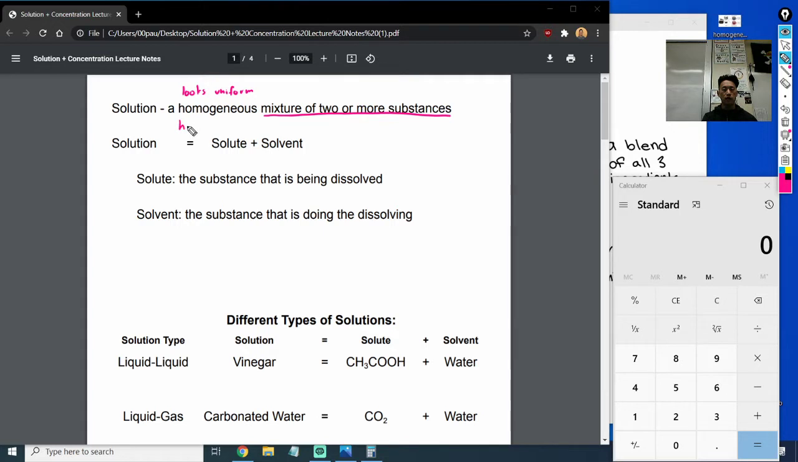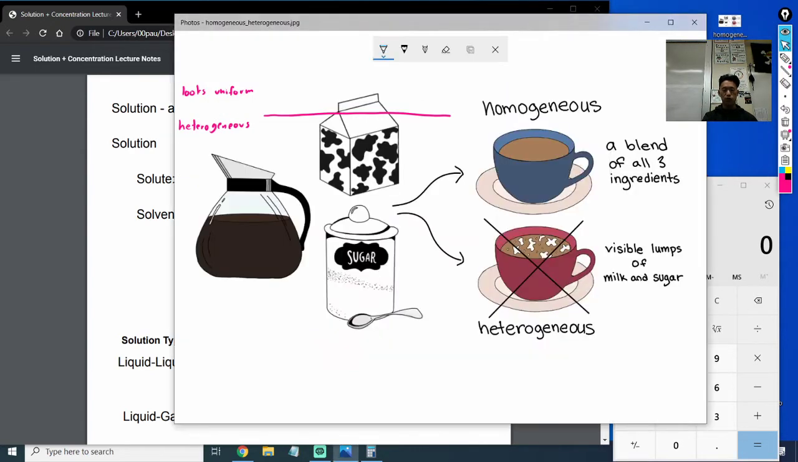The opposite of a homogeneous mixture is a heterogeneous mixture. And in a heterogeneous mixture, it doesn't look uniform. You could see the different parts of the mixture, the things that combine in there. So I have a graphic here just to help you guys visualize it. Let's say we have a cappuccino or a coffee or something, you know that it's mixed with a bunch of things. You have the regular black coffee, you got some milk, and you have some sugar.